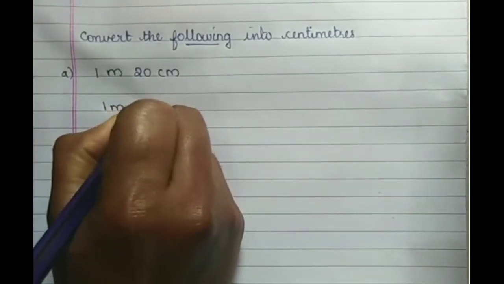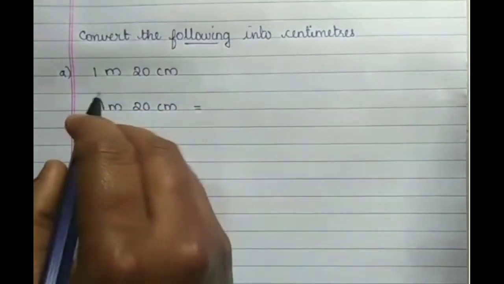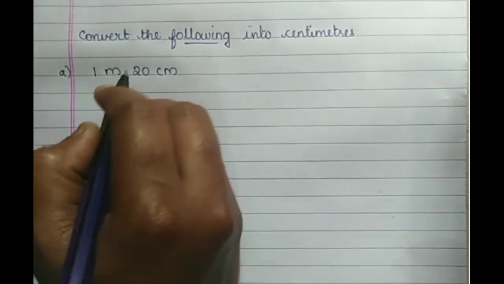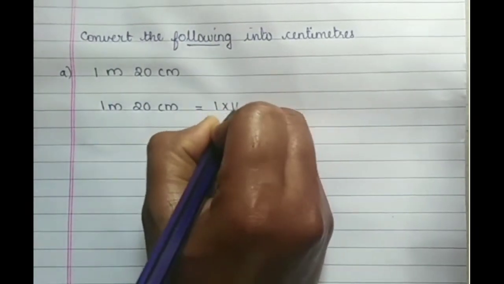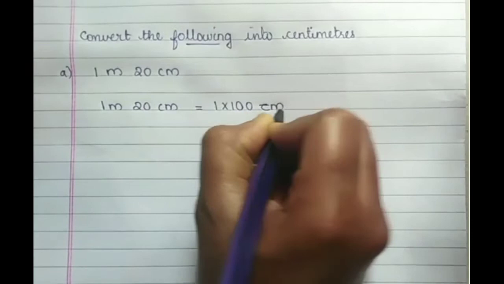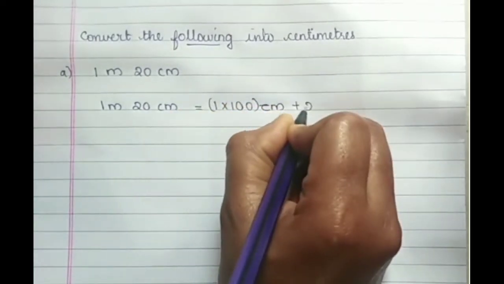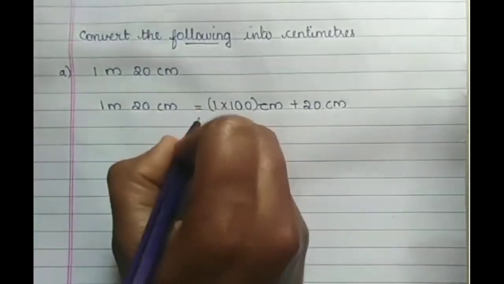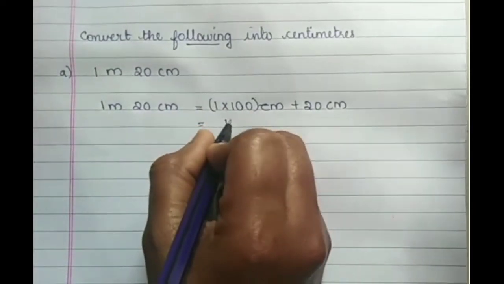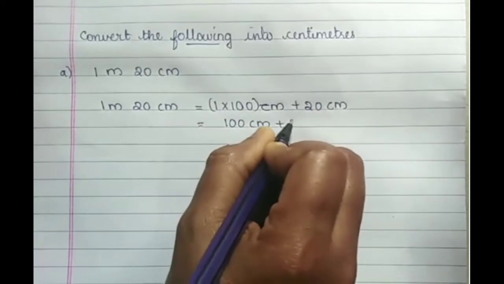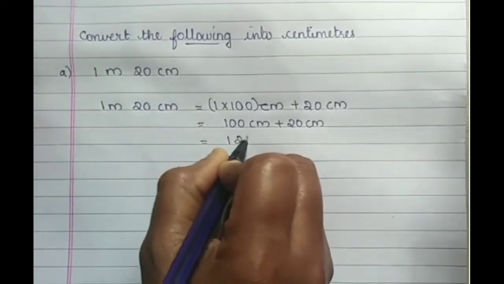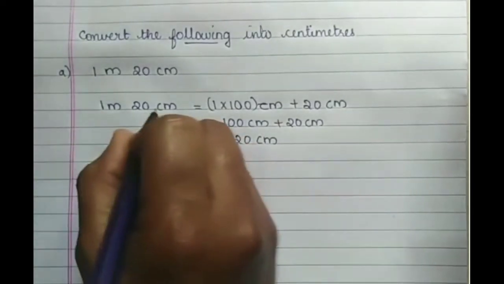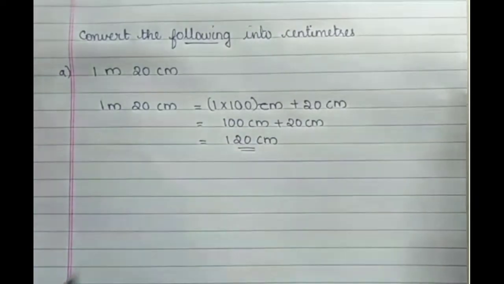Here we can write 1 meter 20 centimeters is equal to, first we should convert 1 meter into centimeters. To that answer we should add 20 centimeters. 1 into 100 centimeter plus 20 centimeter. We know that 1 into 100, the answer is 100 centimeters plus 20 centimeters. So 100 plus 20, the answer is 120 centimeters. So 1 meter 20 centimeters is equal to 120 centimeters.